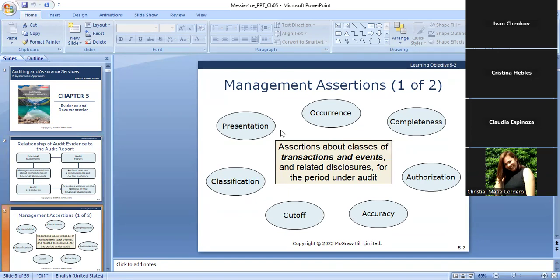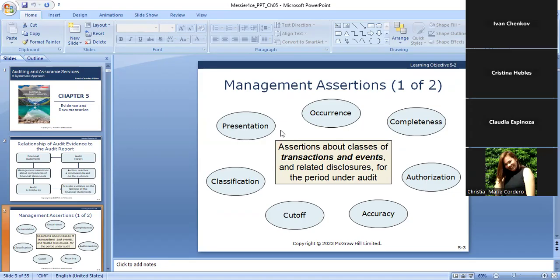So the management assertion, how are we going to get it? Management assertions will be about the classes of transactions and events and related disclosures for the period under audit. So what are we going to chase? We're going to chase occurrence, presentation, classification, cutoff, accuracy, authorization, completeness.